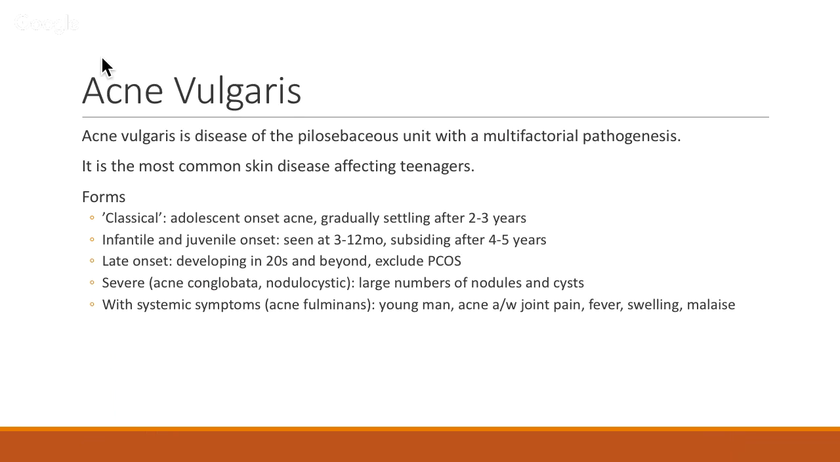So you've got different forms of it. Normally, I think just be aware of the infantile and juvenile forms, especially for peds, which you see in small babies 3 to 12 months old, but it will resolve by 4 to 5 years. And classically, it's the one we all know, it's the one in adolescence. But you've also got this late onset type, which develops after your 20s. And in that type, it's important to exclude PCOS, particularly in females.